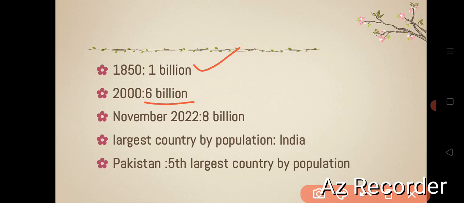In November 2022, human population jumped to 8 billion. The largest country by population in the world was first China, now India has become the number 1 country in terms of human population. Pakistan stood at number 5 with 240 million population. These were some statistics about human population growth.